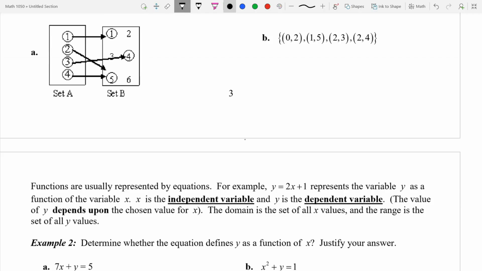So here we go with the first one. You guys look at this line right here. It starts at a 1 and it goes to a 1. So that would be the ordered pair 1, 1. The next line starts at a 2 and it goes to a 5. That would be 2, 5. The next one starts at a 3 and goes to a 4. The next one starts at a 4 and goes to a 5.